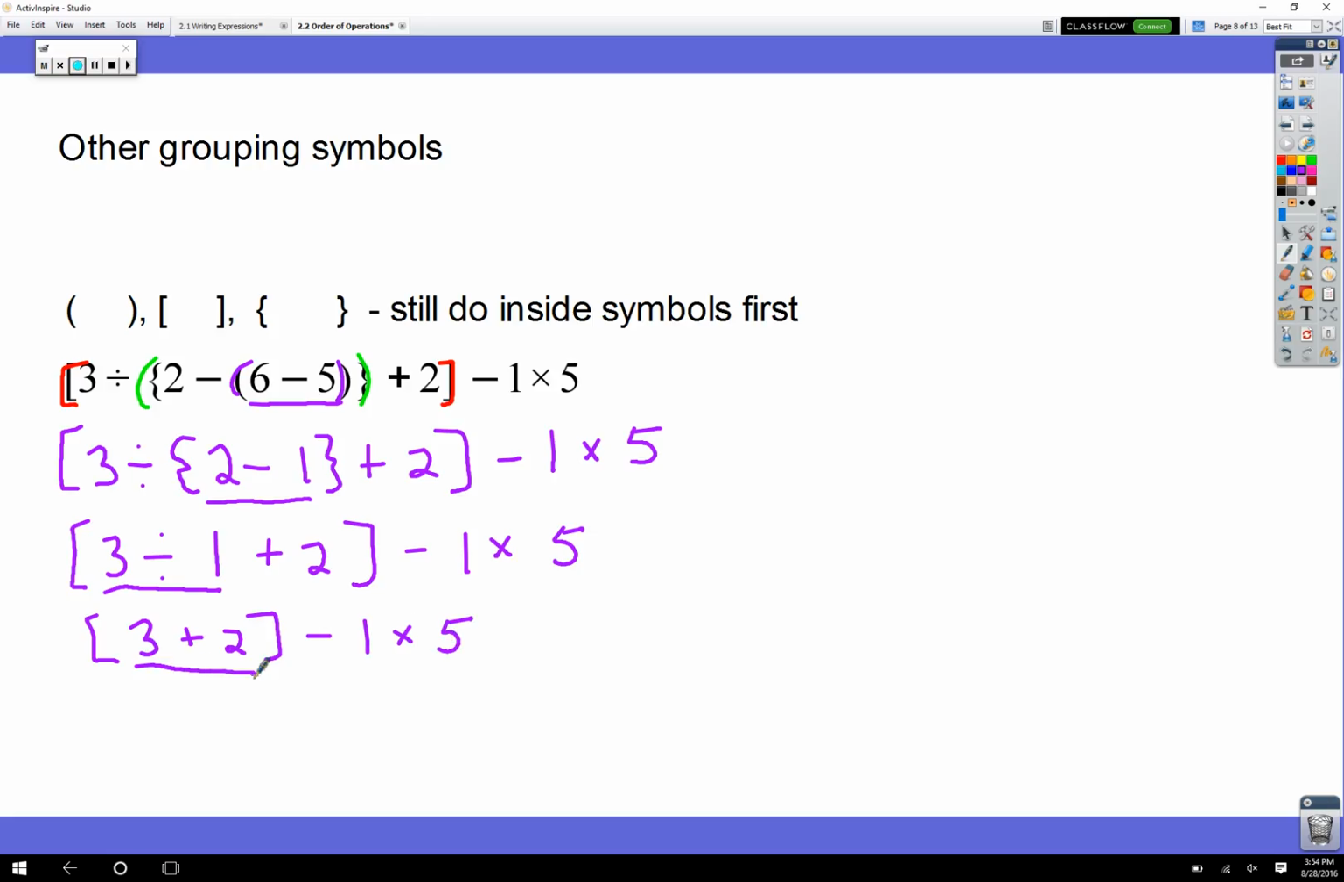Now, finally I have one thing left to do inside the parenthesis, and I can go ahead and take away the parentheses since I have an operation sign telling me what to do. So I have 5 minus 1 times 5. Now with what's left, I'm going to do my multiplication and division from left to right. So I have 5 minus 1 times 5 is 5. So the answer to this very complicated looking problem is merely 0.